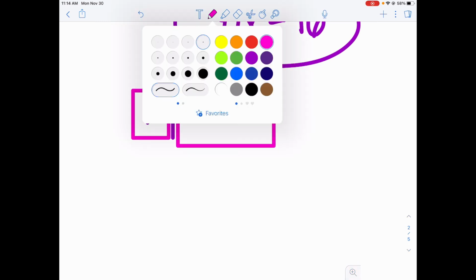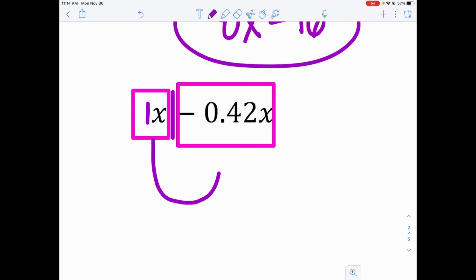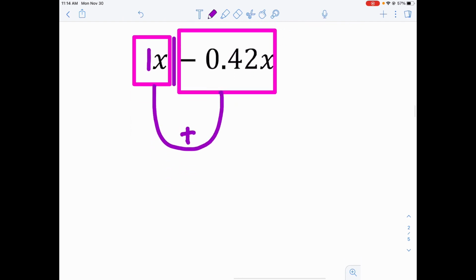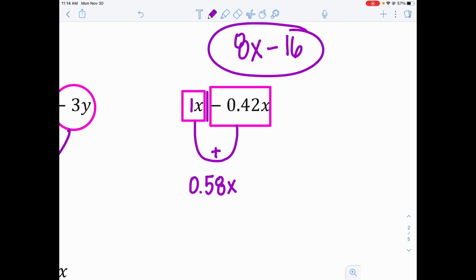I'm going to go ahead and link them because I know that they're like terms, and then I am going to add them. Remember, add the numbers in front, keep the same variable. So 1 plus a negative 0 and 42/100 gives me 58/100, and then keep the x. So 1x minus 0 and 42/100x is 0 and 58/100x.